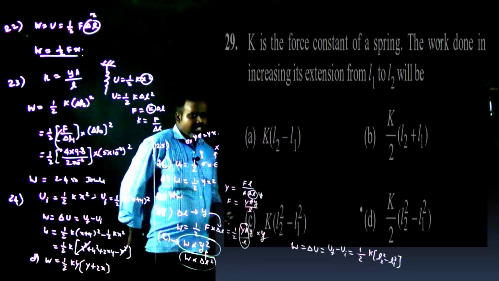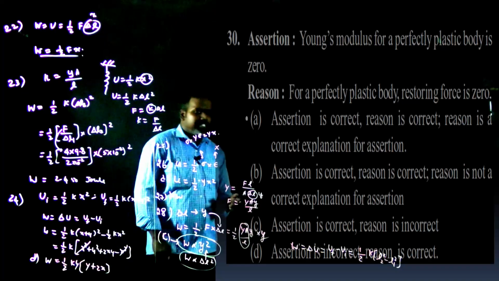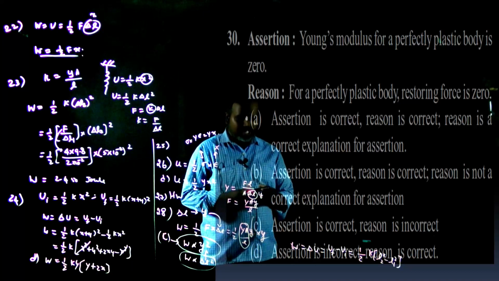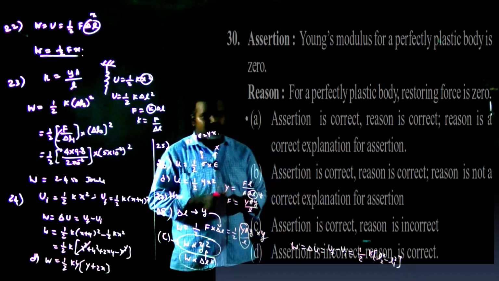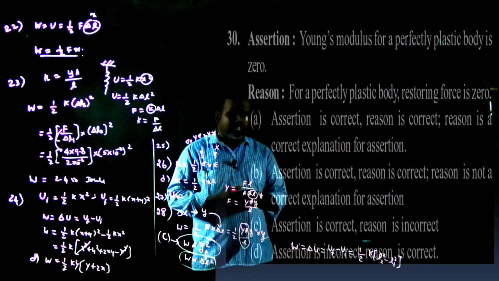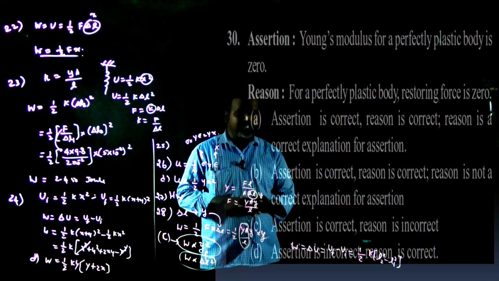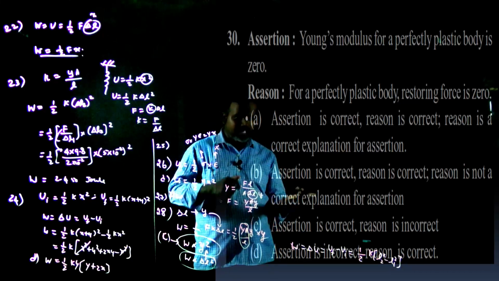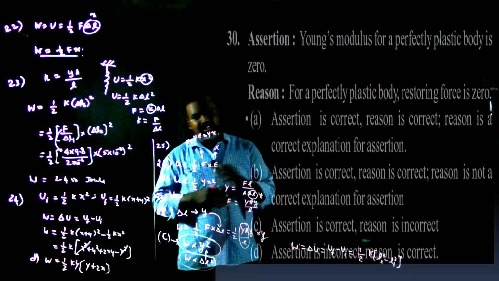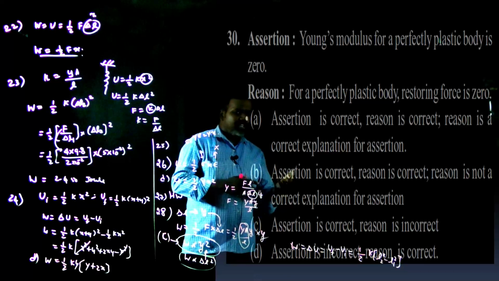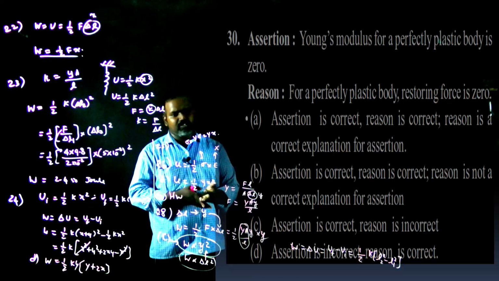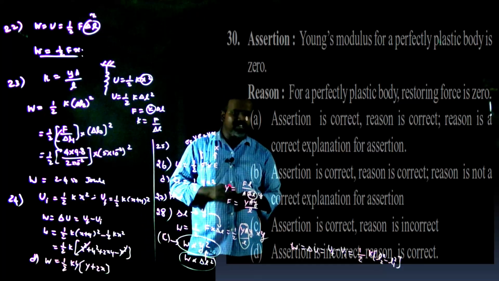Question number 30. Assertion: Young's modulus for a perfectly plastic body is 0, because we know that there is no restoring force when the deforming force is removed. And the reason: for a perfectly plastic body, restoring force is 0. Whether a material is called plastic or elastic depends on its ability to regain its shape with the help of restoring force. In the case of a plastic material, no restoring force is developed. Therefore, assertion and reason are both correct.